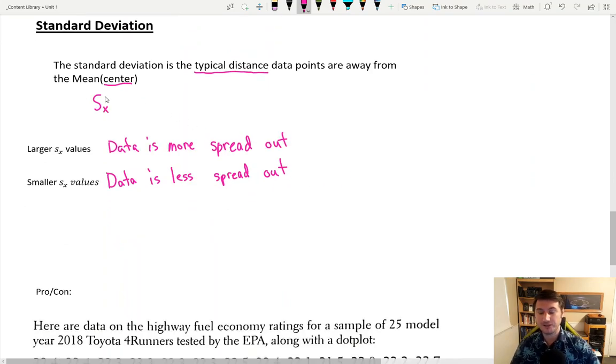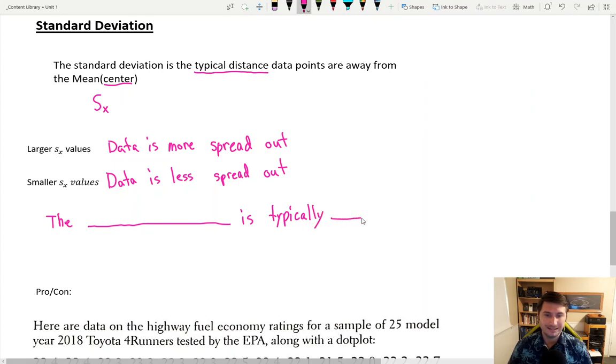Once you're given the standard deviation, and once we do it twice by hand, the calculator is always going to find standard deviation for us. It's extremely tedious to find, but it's a very useful number, and computers can do tedious really well. So once we have the standard deviation, what does it mean? So here's our sentence frame. The blank, that's our context, is typically blank away from the blank. All right, now what do we put in those blanks?